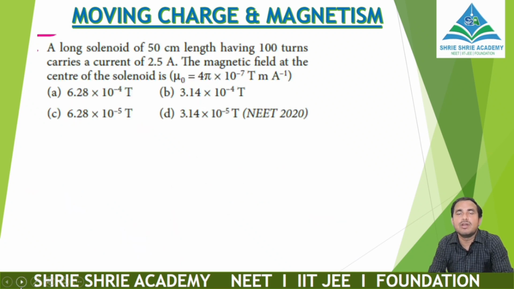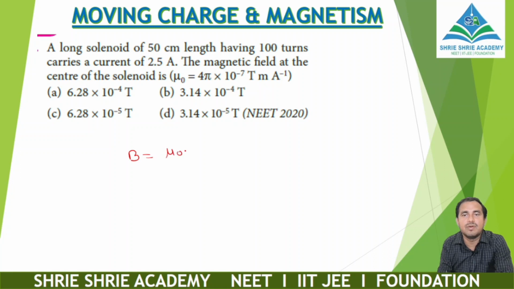Now, given that a long solenoid of 50 cm length, having 100 turns, carries a current of 12.5 ampere, find the magnetic field at the center of the solenoid. Here you will write the direct formula, mu naught n into I. Small n is the number of turns per unit length. Number of turns is 100, and the length is given as 50 centimeter, that is 50 by 100, because the number of turns is 100 and 50 is the length in meters.